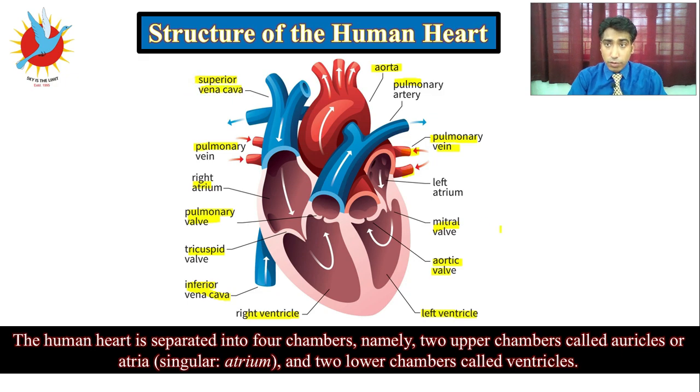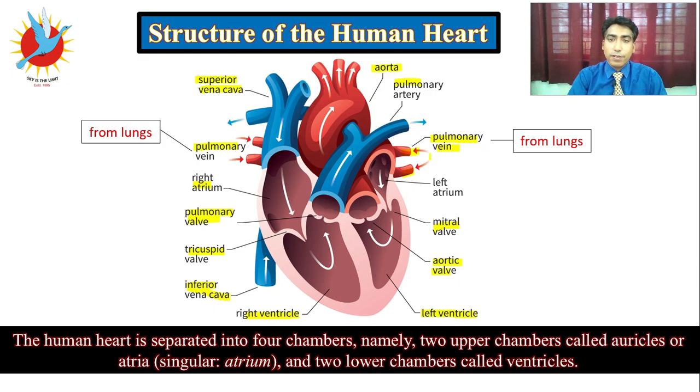But now we are going to discuss the role of these parts. We are going to start with the pulmonary veins. Pulmonary veins are four in number. As I already told you, these are attached to the left atrium from both sides, left as well as right, and they are coming from the lungs. As they are coming from the lungs, they are carrying oxygenated blood.